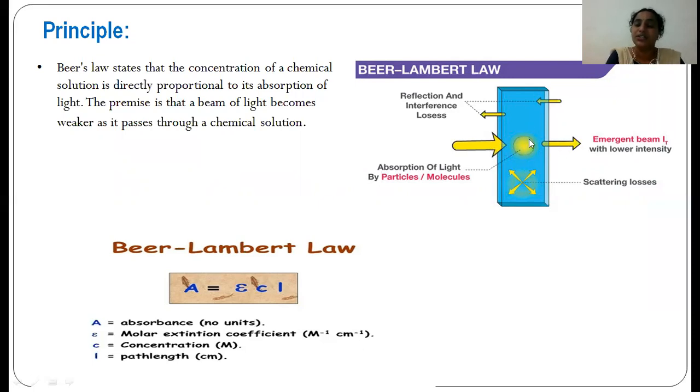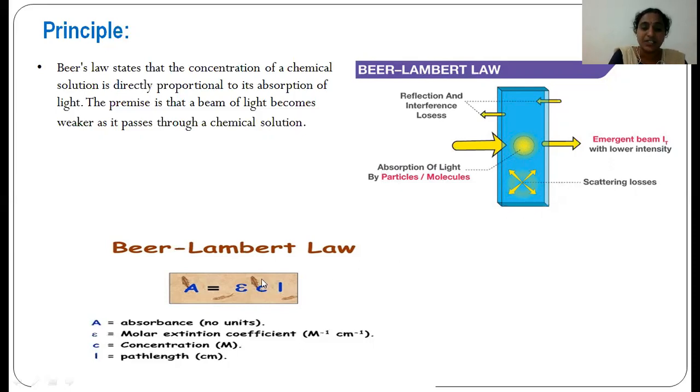As the concentration of the sample increases, more absorption of light takes place, so the transmitted light intensity decreases. This is called Beer-Lambert's law. According to Beer-Lambert's law, absorbance is directly proportional to the concentration of the sample solution as well as the path length of the tube.